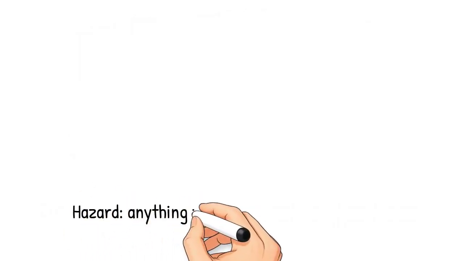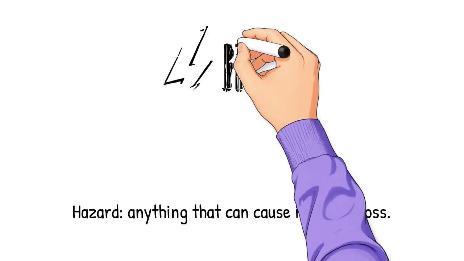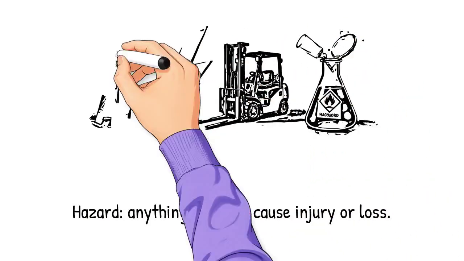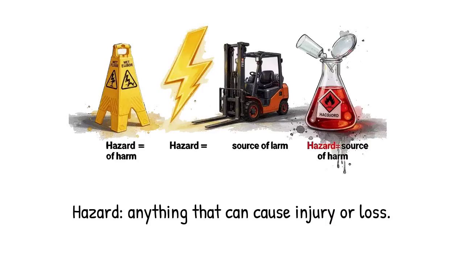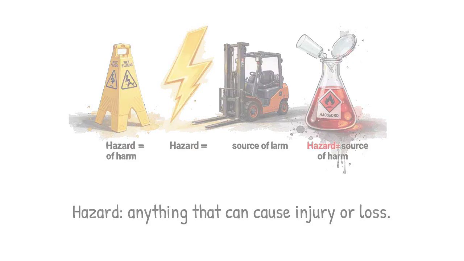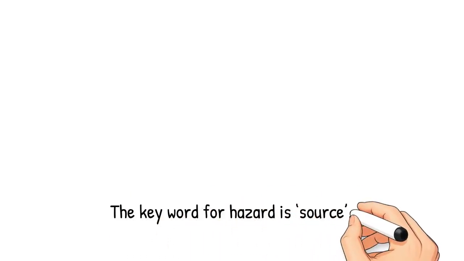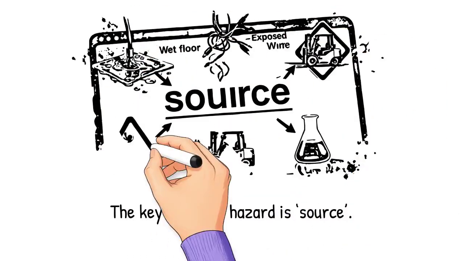Let's start simple. Hazard equals source of harm. That's it. A hazard is anything that has the potential to cause injury, illness, damage, or loss. Wet floor is a hazard. Exposed live wire is a hazard. Untrained forklift driver is a hazard. Chemical in an open container is a hazard. The key word is source. It's like the cause that could lead to something bad.